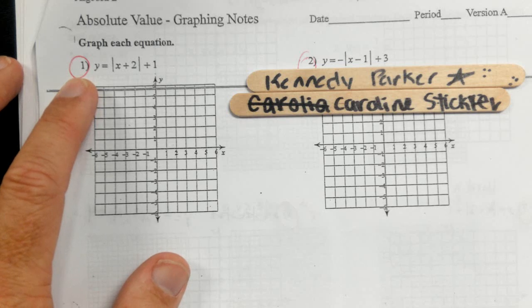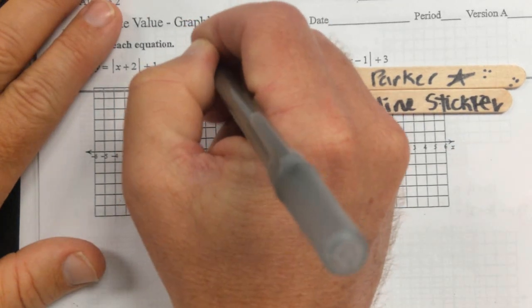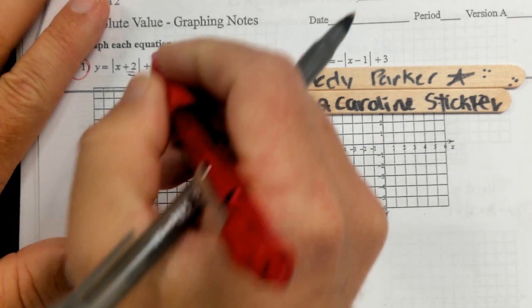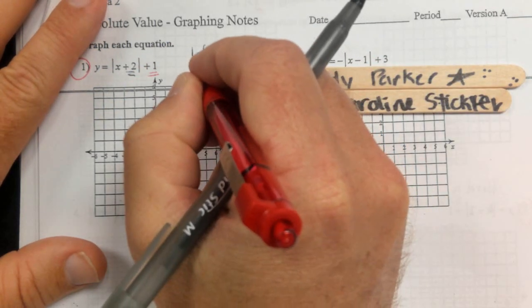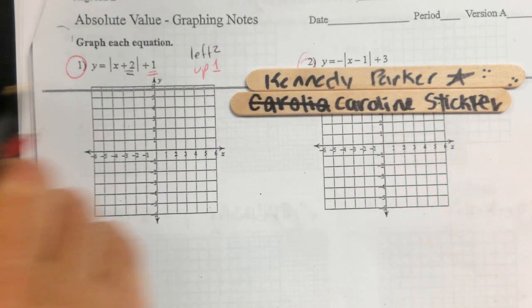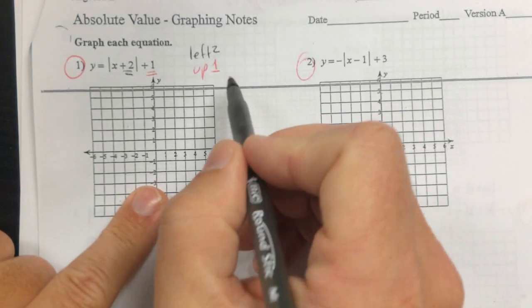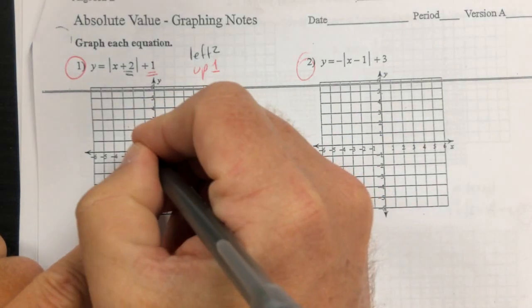So, Kennedy, you get to go first. Tell me one of the changes. All right, left 2. I like that because of that plus 2. So, Caroline, how about that plus 1 at the end? What's that do? Good. You said move the origin up 1. I'm okay with that, but it moves everything up 1. But you're right, it's going to move the vertex up 1, and then we can kind of go from there. So, left 2, up 1.